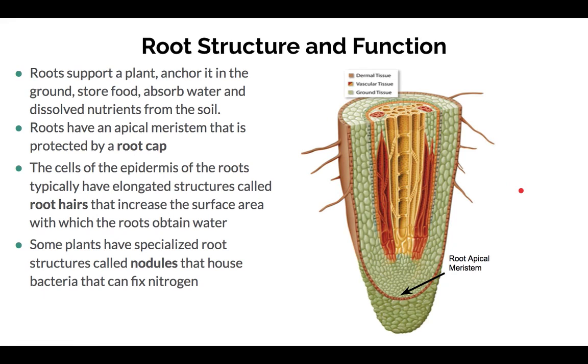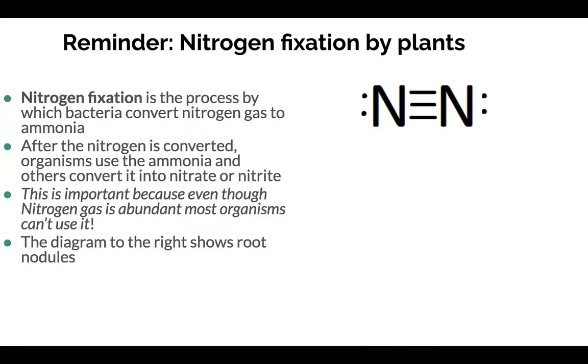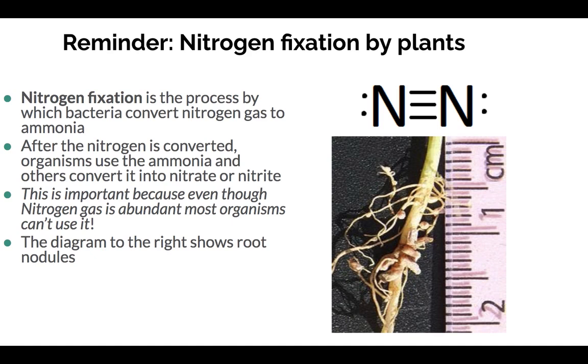Some plants also have specialized root structures called nodules that house bacteria that can fix nitrogen. So here's a reminder, nitrogen fixation by plants. I believe this was mentioned first in our matter cycles lesson. Nitrogen fixation is the process by which bacteria convert nitrogen gas to ammonia. After the nitrogen is converted, organisms can use that ammonia and others can convert it into a nitrate or nitrite. Again, this is important because even though nitrogen gas is abundant, most organisms can't use it.